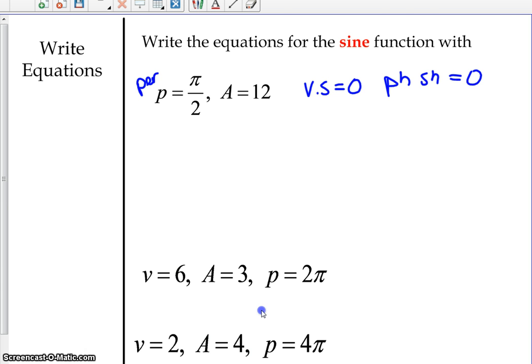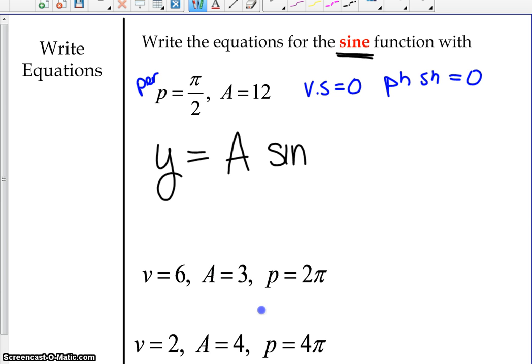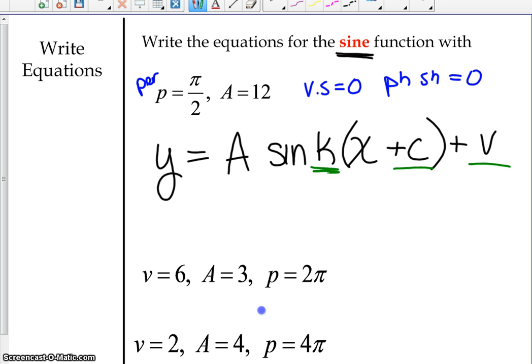So what we know is that we have an equation, and it's always the equation of y equals the amplitude times either the sine or the cosine. They do tell me in the directions, and they're going to have to tell you in the directions, whether it's sine or cosine. And then we have times some k, and then we have our variable x plus or minus, I'm going to put here plus c, and then we have plus our v, our vertical shift. We need to replace our v, our phase shift, our k, and our A.